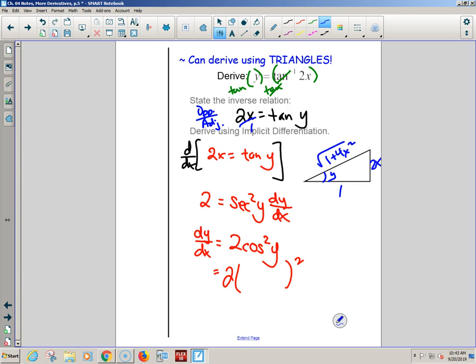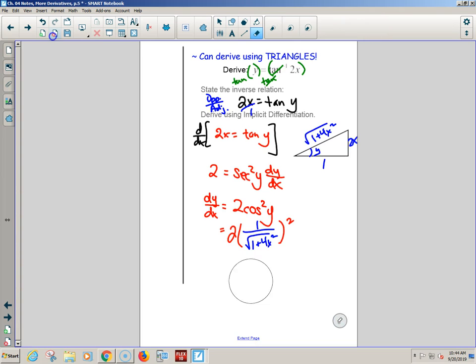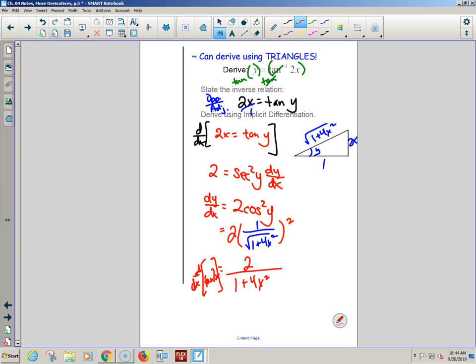And when I plug in cosine, which is adjacent over hypotenuse, don't I get 1 over the square root of 1 plus 4x squared? If I square that, 1 squared is just 1, and the square root squared just cancels out. Don't I end up with 2 over 1 plus 4x squared? And that is the derivative of tangent inverse of 2x. The cool thing is chain rule just kind of happens, because this would be the same thing as if we had started at the very beginning with u prime all over 1 plus u squared.